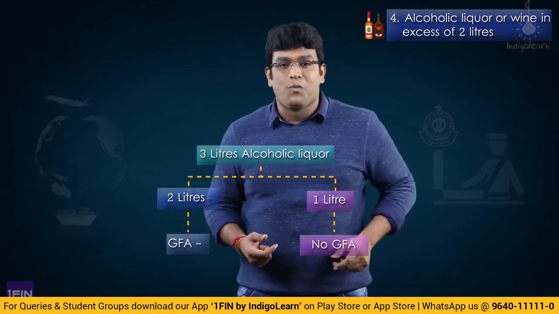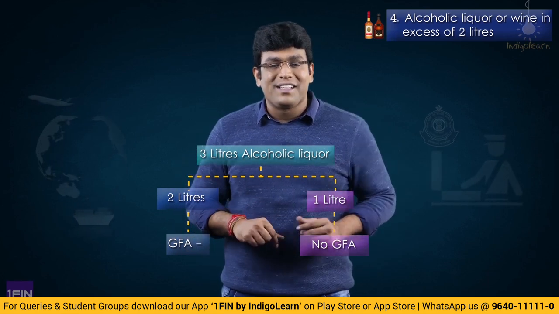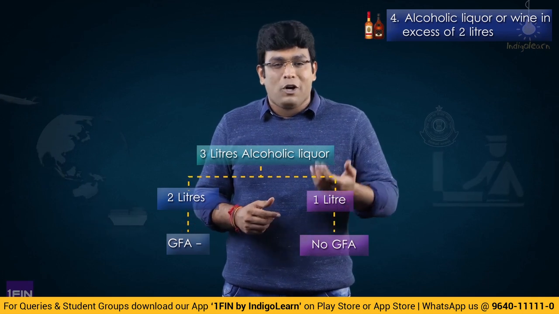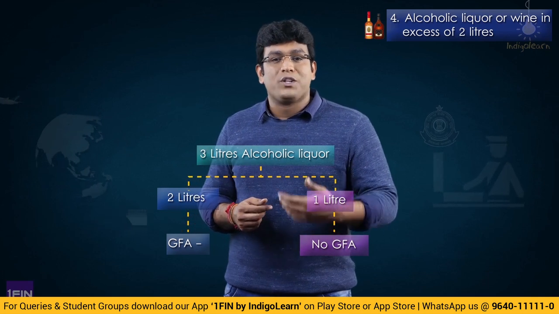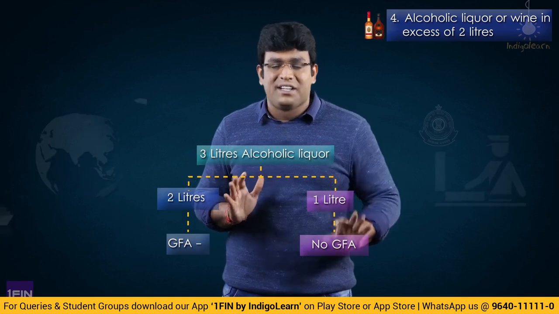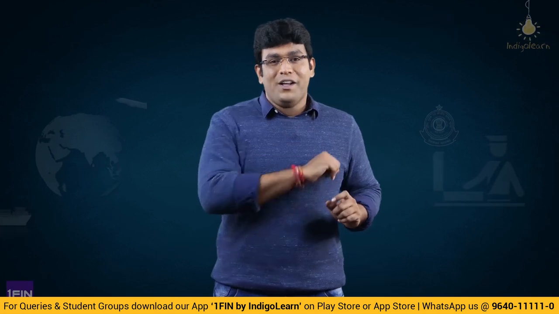So, alcohol, liquor or wine in excess of 2 liters. Generally, people don't get more than 2 liters at all because they don't allow you at the airport to bring more than 2 liters. That's not possible also. That is practical reality. Clear? So what is the fourth point? Alcohol, liquor or wine in excess of 2 liters.